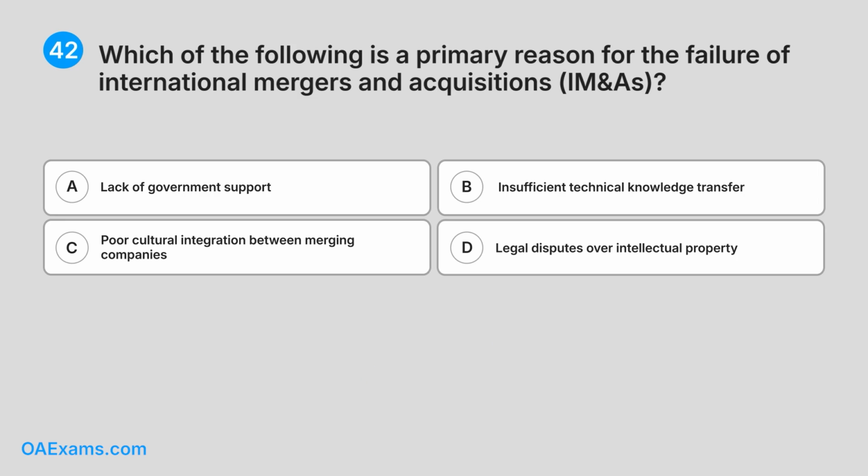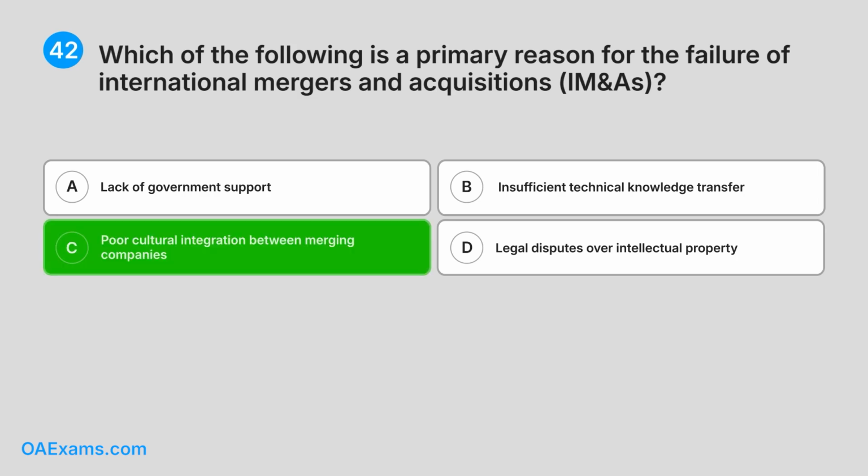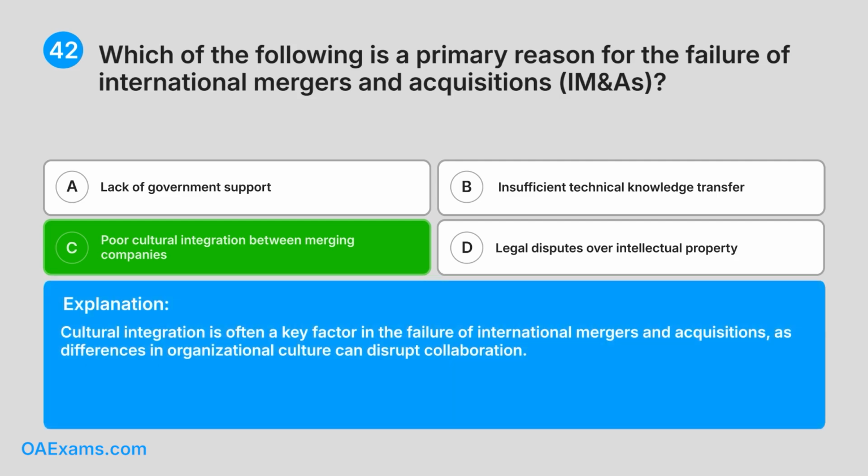Correct answer. C. Poor cultural integration between merging companies. Explanation. Cultural integration is often a key factor in the failure of international mergers and acquisitions, as differences in organizational culture can disrupt collaboration.